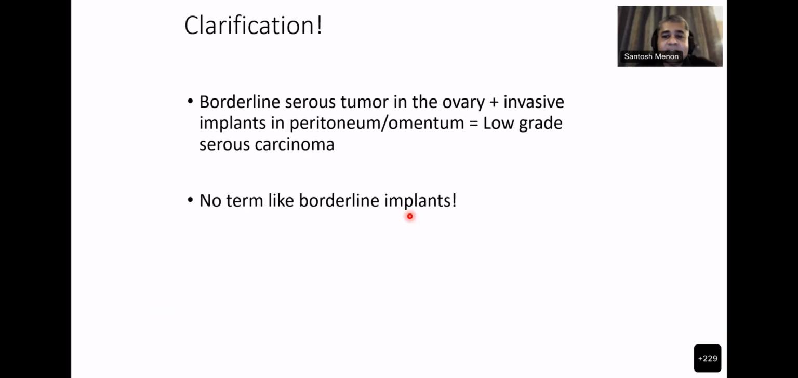So this is a clarification. If you have a borderline serous tumor in the ovary and invasive implants in the peritoneum or omentum, we call the tumor a low-grade serous carcinoma. And there is no term like a borderline implant. The word borderline is used only for the ovary.